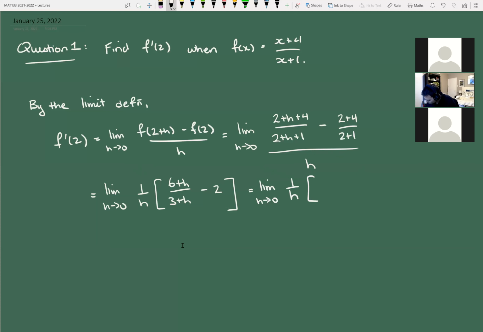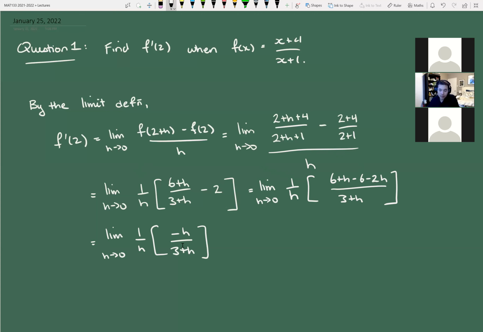Okay, that's an h. So what am I going to get here? I'm going to get 6 plus h minus 6 minus 2h, right? This is just common denominator stuff. The 6's cancel. So I'm going to get the limit as h goes to 0 of 1 over h times negative h over 3 plus h. And this is great. Just like if we were taking a limit as x approaches 2, we're hoping that the x minus 2's cancel. Here we're taking a limit as h approaches 0, so h is kind of the annoying thing that's getting in the way. And lo and behold, they managed to cancel each other out.